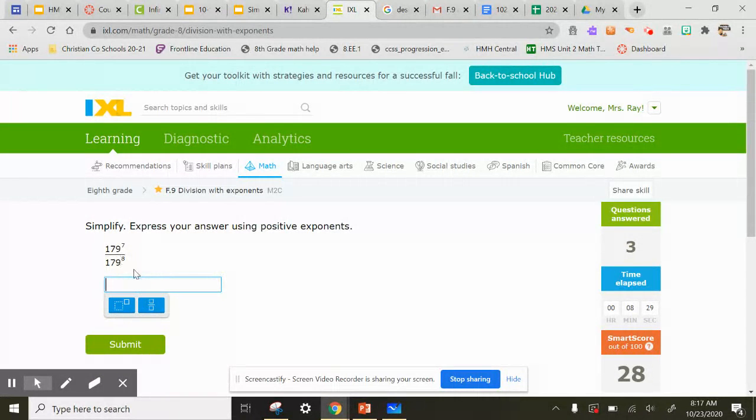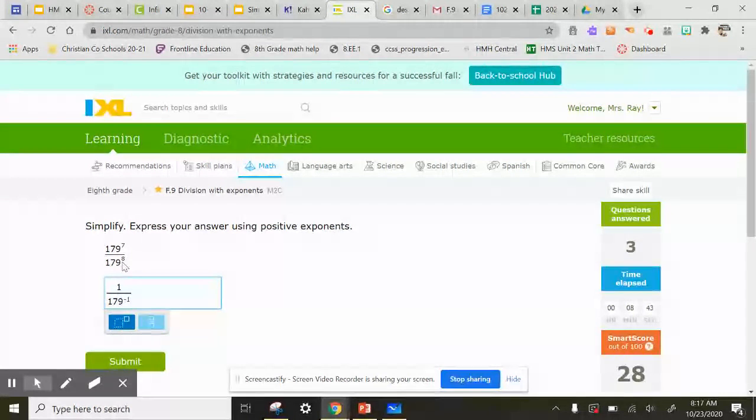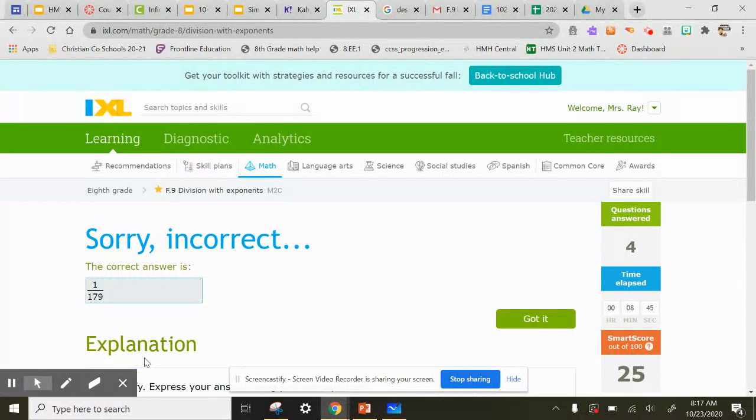This one again, 179. When I subtract the exponents, I'm going to get a negative 1. So I'm going to type in my numbers here. And then I have to click the exponent box. 7 minus 8 is negative 1. I type that in and I click submit.